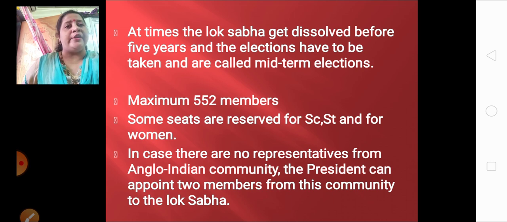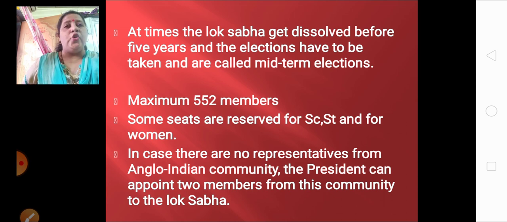Okay, in this house 552 members are there. Some seats are reserved also for the scheduled castes, scheduled tribes, and even for women. Why are seats reserved? So that each and every part of the society, part of the constituency gets a chance to become a part of the government. For that reason, seats are reserved for the scheduled castes, scheduled tribes, and for women, so that each and everyone gets a chance to become a member of the Lok Sabha.